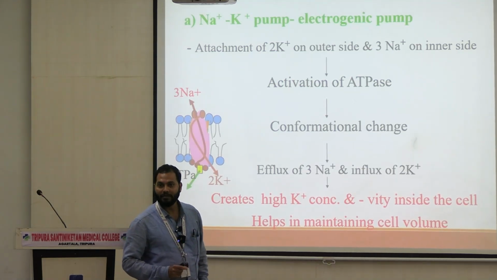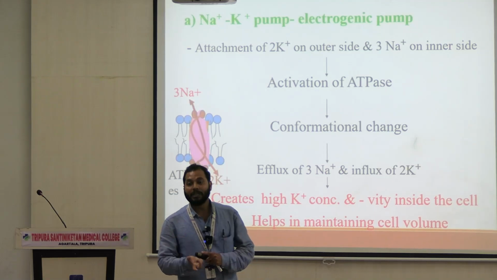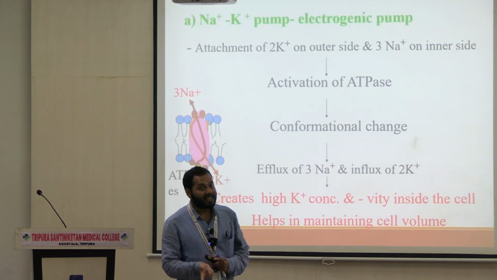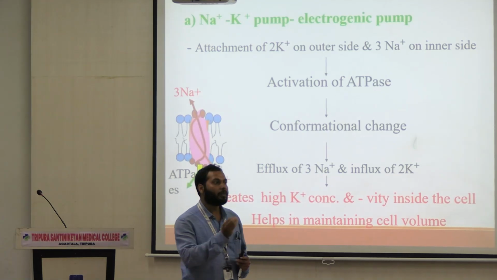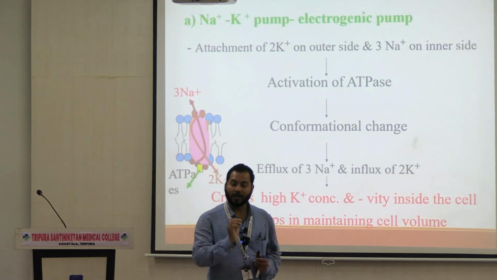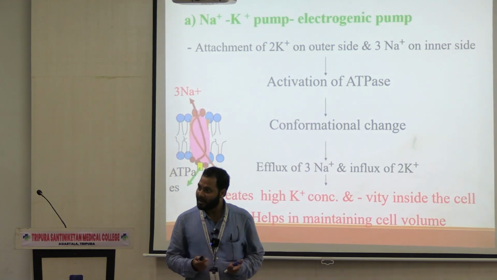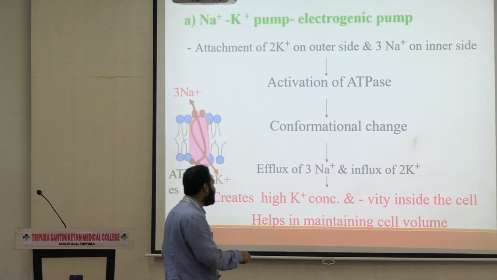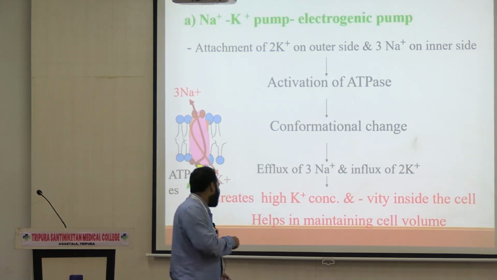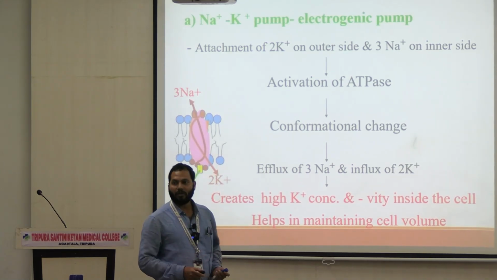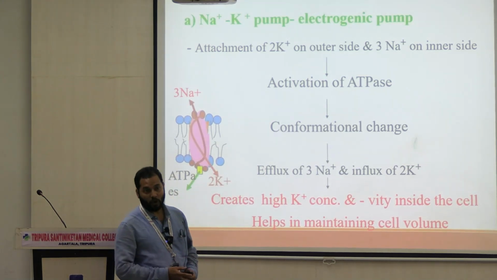How does it become negative? It becomes negative because the number of positively charged sodium ions exiting is more than the influx of positively charged potassium ions. That makes an electrochemical or electrical gradient. That is why the inside of the cell now becomes negative, right? And this ionic distribution actually helps to maintain the cell volume.